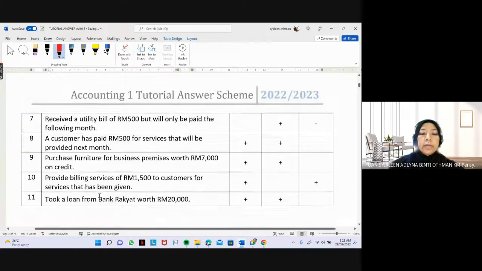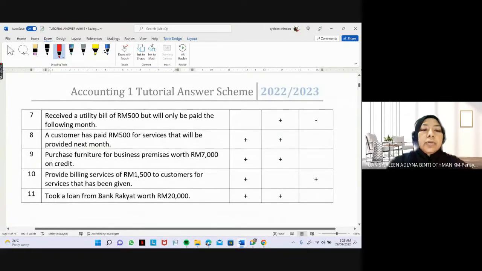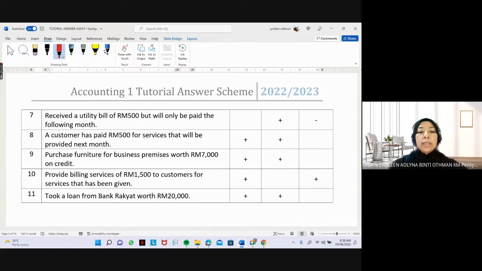Alright, okay, next. Number 7, you receive a utility bill of RM500, but will only be paid the following month. Okay, so we already received the bill. Bila kita dah receive bill, that means kita sudah menggunakan belanja tersebut. The expenses has been incurred, so you are supposed to recognize the expenses. Bila kita recognize expenses, maksudnya kita akan minus the owner's equity. It's just that the payment hasn't been made.